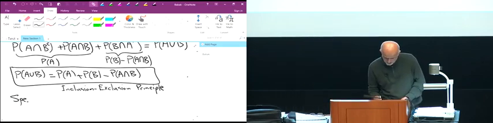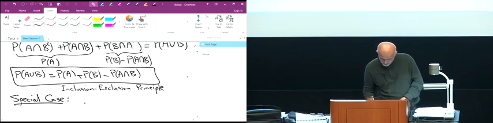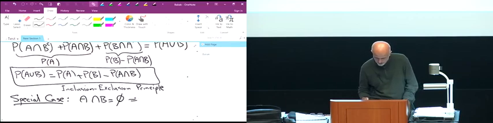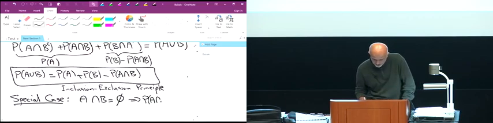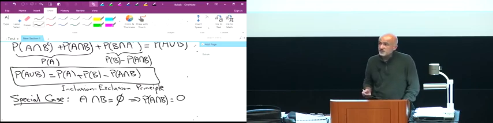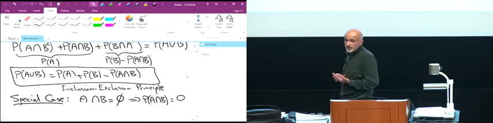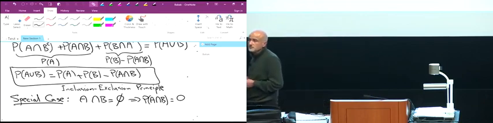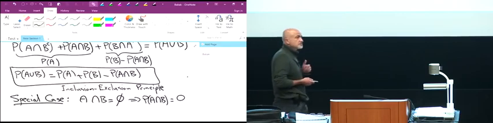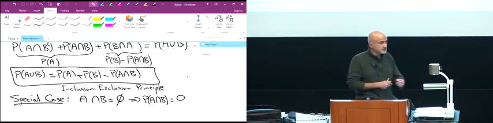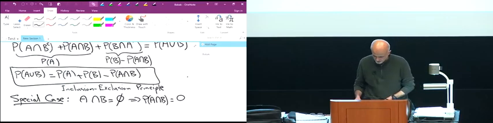Special case is when A and B are mutually exclusive. Then what can you say about the probability of A intersect B? It's 0, which means you are back to the additivity axiom. So the additivity axiom is simply a special case of this. We've generalized the additivity axiom here. That's all we've done.